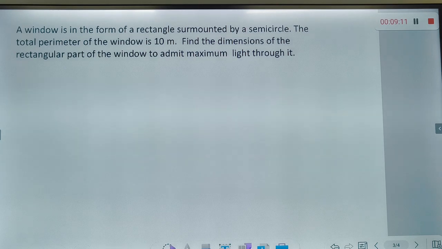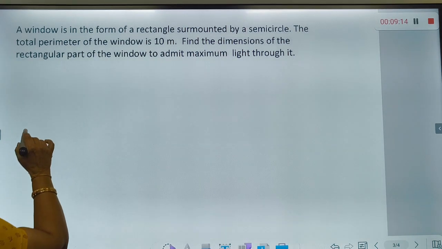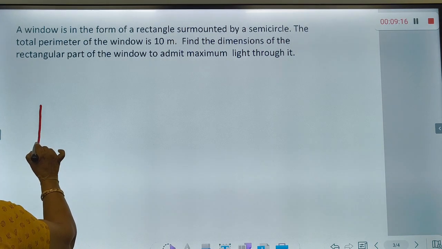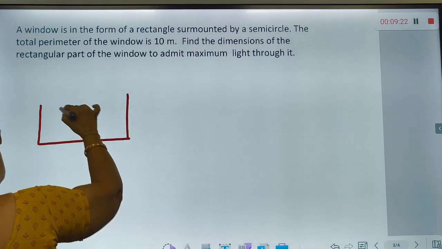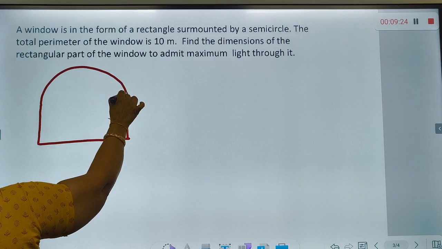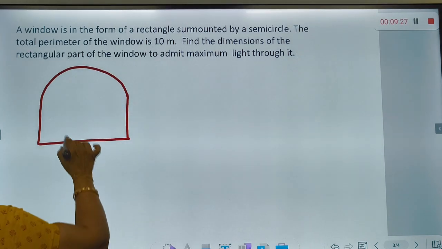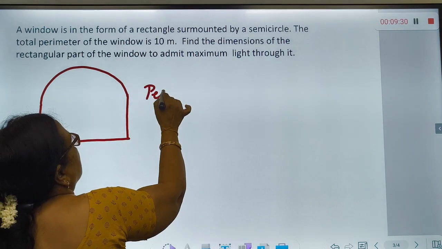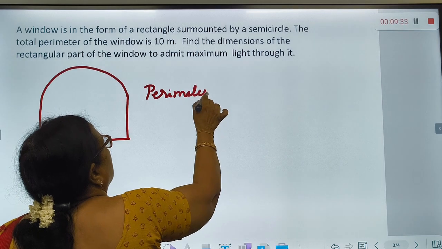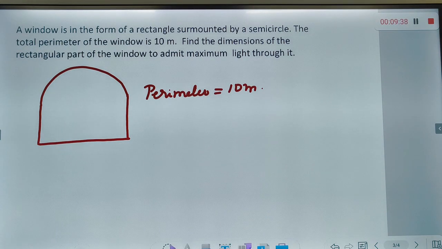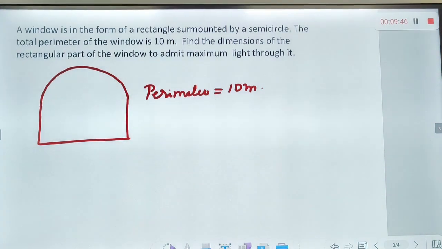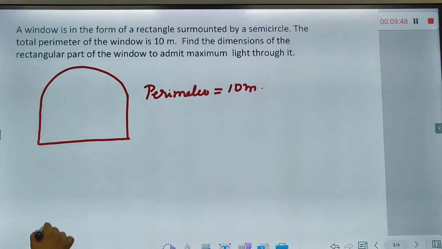Next problem. A window is in the form of a rectangle surmounted by a semicircle. The total perimeter of the window is 10 meters. Find the dimensions of the rectangular part of the window to admit maximum light through it. That means you have to maximize the area. The area is maximum, you will have maximum light entering through it.